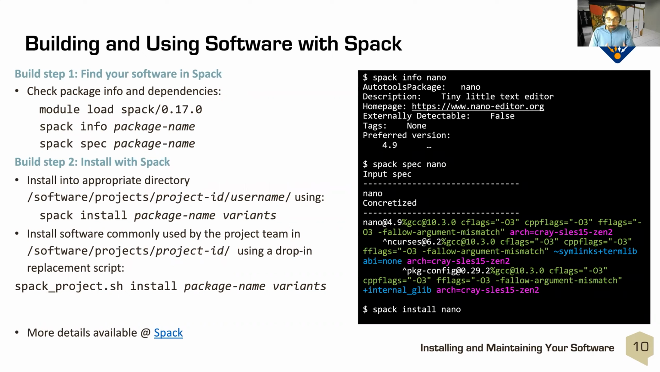Building software with Spack: we have a module that provides Spack, so you do module load spack. You would have to provide the version, which happens to be 17. And with that, you can then write commands such as spack info with a package name, or spack spec. Spack spec essentially tells you what it thinks it needs to build that package.